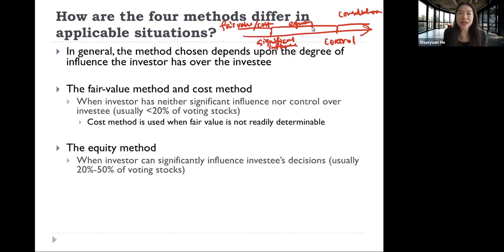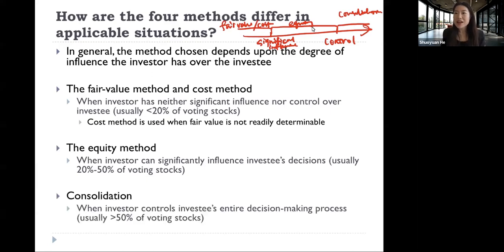And that is usually when the investor has between 20% to 50% of the voting stock of the investee. And lastly, consolidation is used when the investor controls the investee's entire decision-making process. And that is usually when the investor has more than 50% of the voting stock of the investee. So those are the different situations when different methods are used.